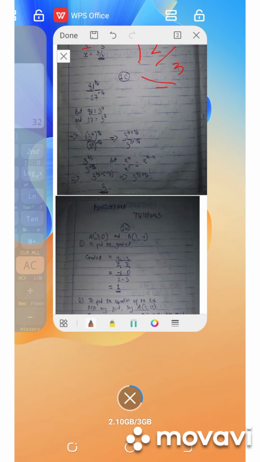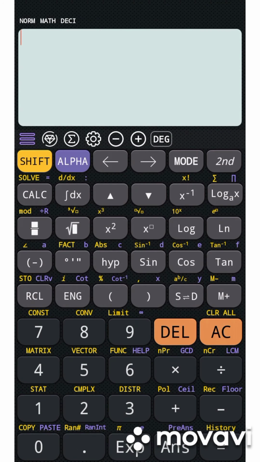Solving that, I can express them both as a base of 3. 81 is equal to 3 to the power of 4, and then 27 is equal to 3 to the power of 3, which we all know. It's like saying 3 times 3 times 3 times 3. 3 raised to the power of 4 is always 81, and then 3 to the power of 3 is always 27.